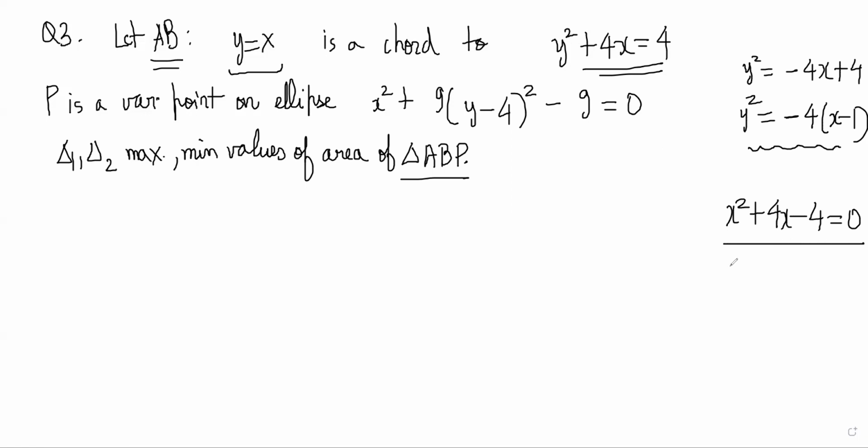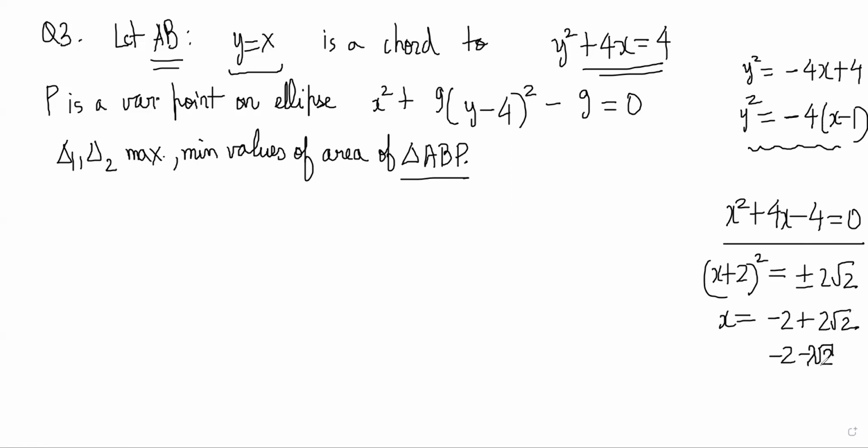And this becomes basically x plus 2 whole square is equal to plus minus 2 root 2. So x is equal to minus 2 plus 2 root 2 or minus 2 minus 2 root 2, and x is equal to y. So the points A and B are known, right? Yeah. That's right.